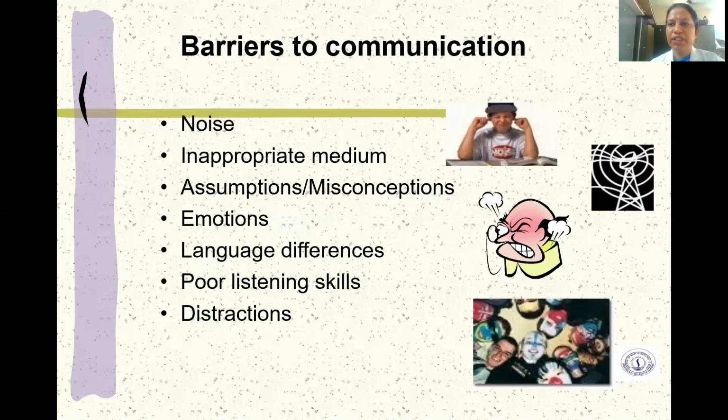Though all students speak different languages, the teacher should always speak in English in the classroom. And poor listening skills: the teacher should also listen to the students. Their confusions and doubts should be clarified adequately, and the teacher should also promote the students to listen better and avoid distractions in the classroom.